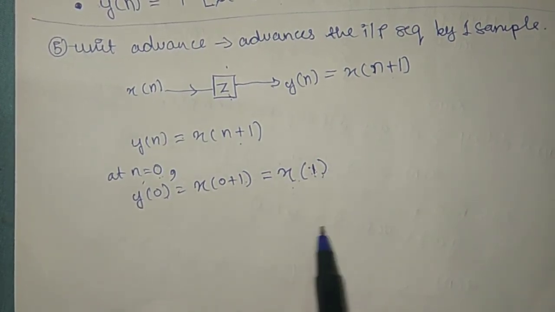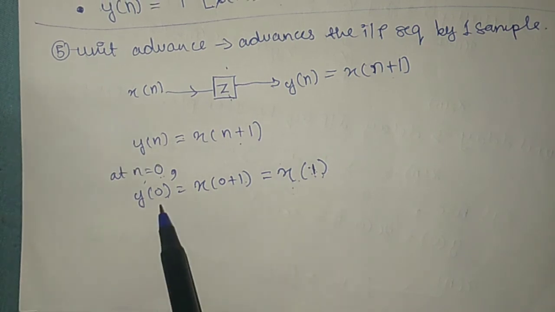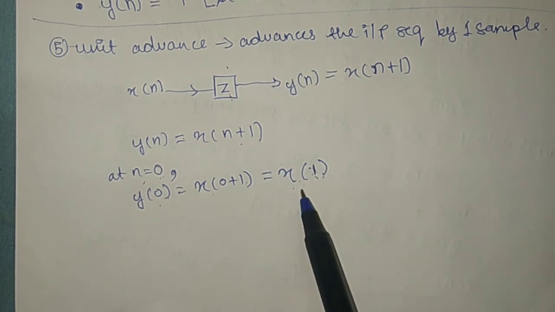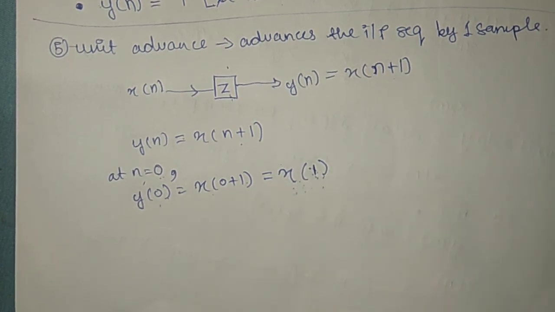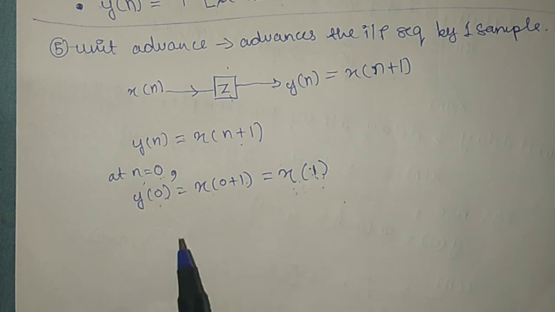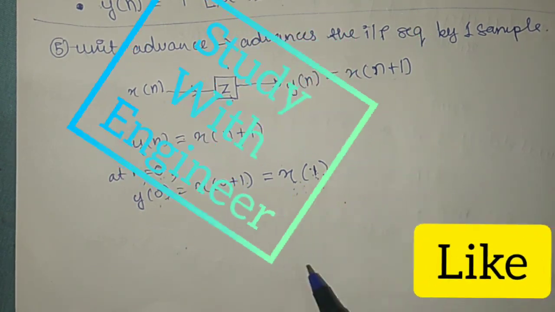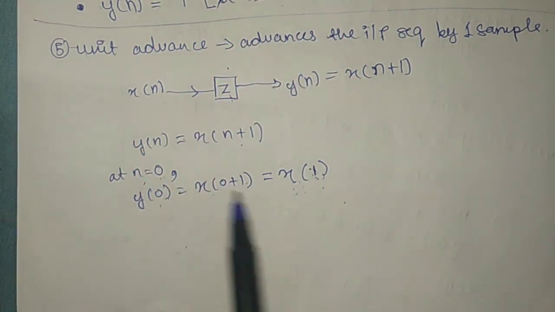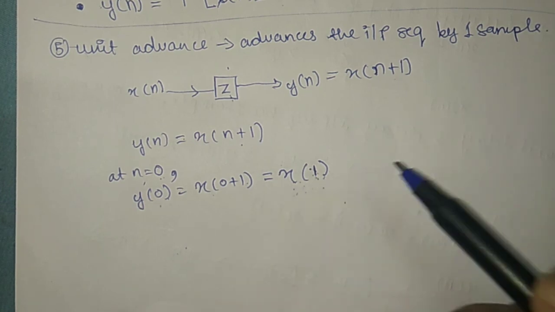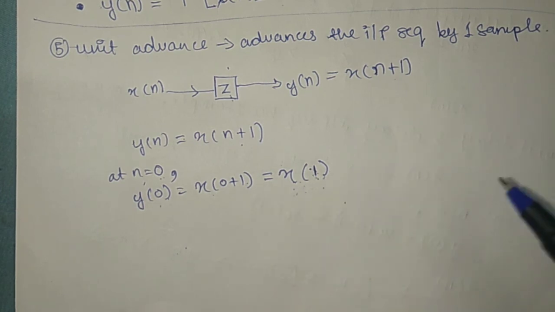So ultimately, for the present output y of 0, we are not making use of the present input x of 0, but we want the input x of 1. Here x of 1 is the future input corresponding to x of 0. Thus, to calculate y of n, a future input sample is required. So this is not practically possible. This operation is not realizable in practice. It is only a concept and is not realized in daily practice, as we cannot find the future sample. I hope you got this.